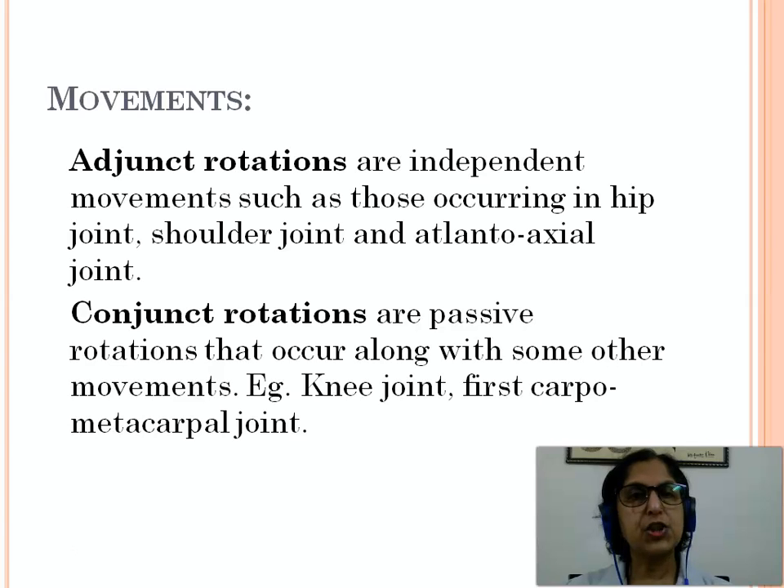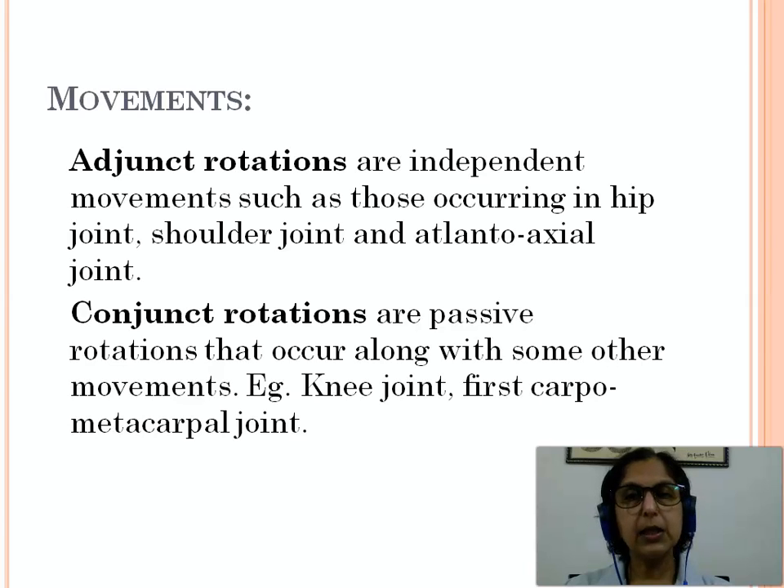Whereas conjunct rotations are passive rotations that occur along with some other movements, and examples are knee joint and first carpometacarpal joint. Now in the knee joint, along with extension, there occurs medial rotation. Medial rotation here cannot occur independently. And the reverse, that is lateral rotation, occurs along with flexion. So these are conjunct rotations.